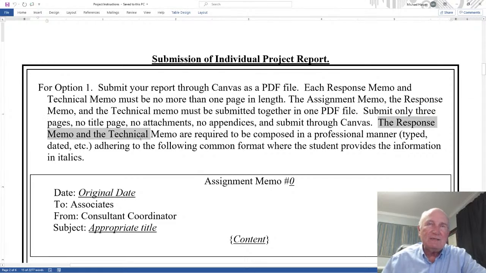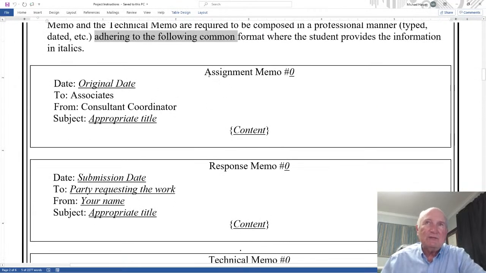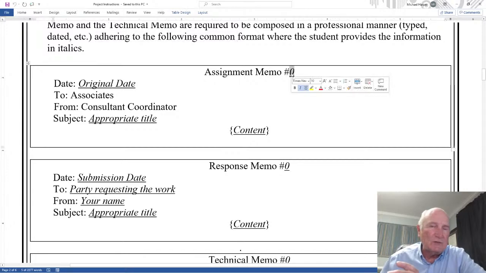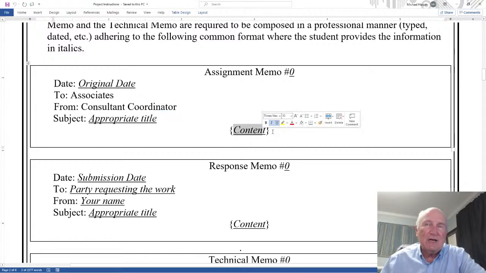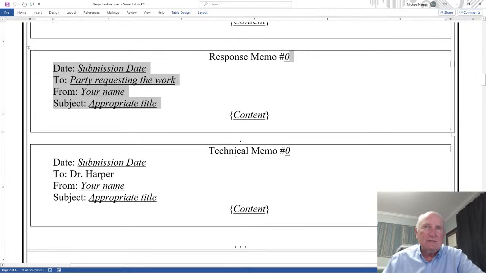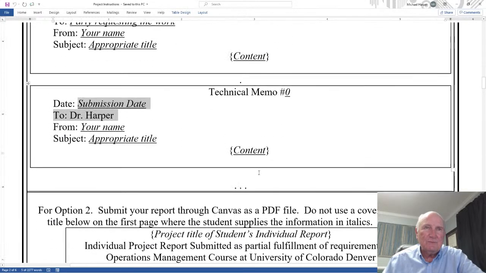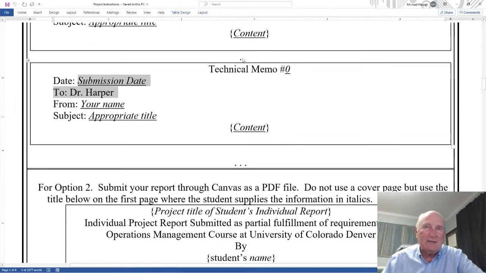The response memo and technical memo are required to be composed in a professional manner, typed, dated, etc., adhering to the following common format. In other words, this is the header information. You have the assignment memo, whether it's 1, 2, or 3, whatever it is. The original date, whenever you submit it, and an appropriate title. It's in the assignment memo. And here's your content. That's 1 page. The response memo will be 1 page. The technical memo will be 1 page.